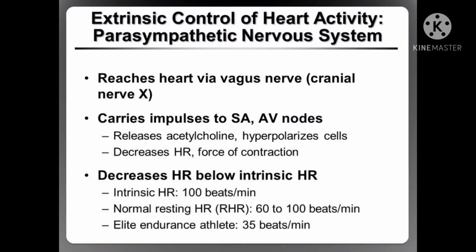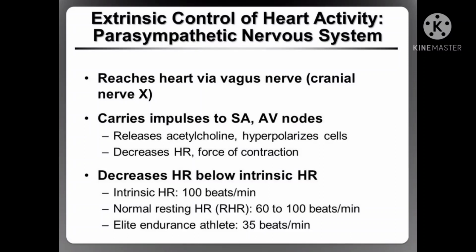Extrinsic control of heart activity. The parasympathetic nervous system reaches the heart via the vagus nerve. It carries impulses to the SA and AV nodes and releases acetylcholine, which hyperpolarizes cells and decreases HR and force of contraction. It decreases HR below intrinsic HR.